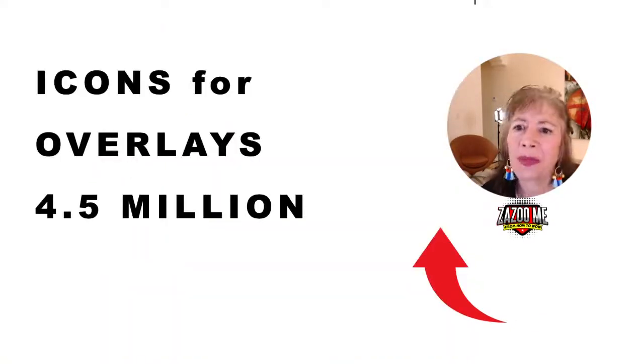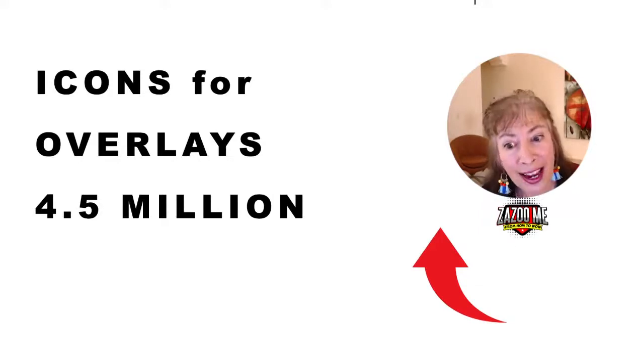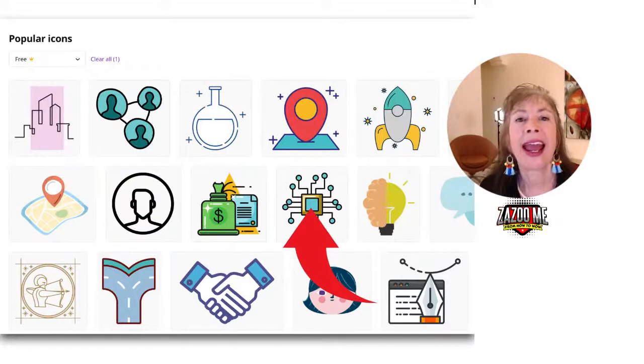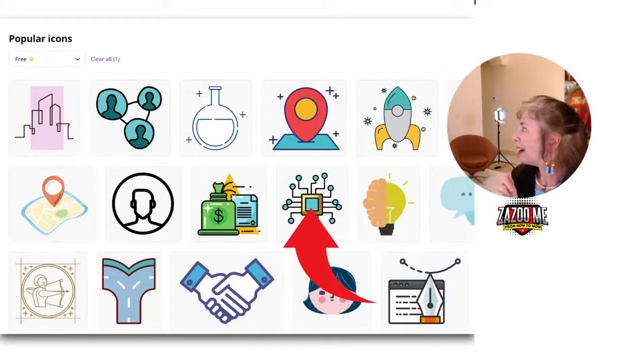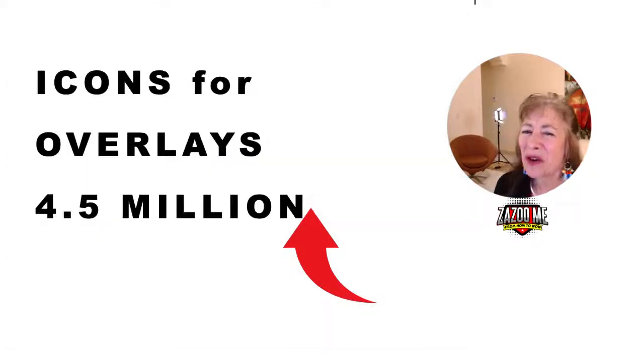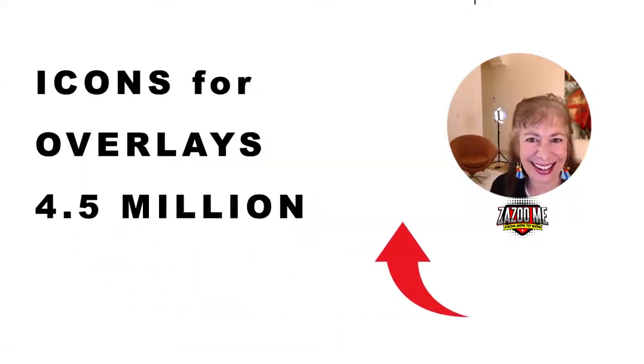What is number 8? Icons for overlays. What does that mean? Look at this. Look at all these icons. Wait, did they what? 4.5 million? How could they even collect 4.5 million icons?